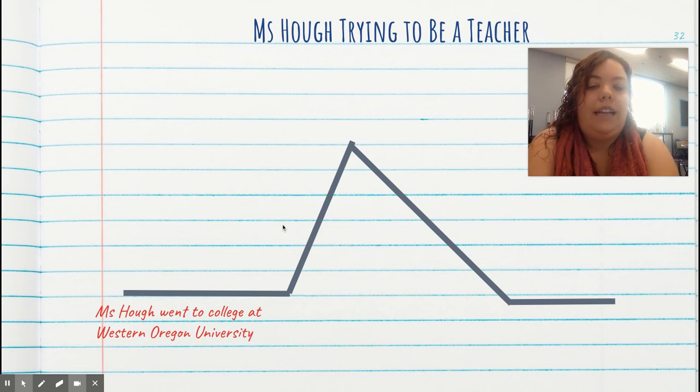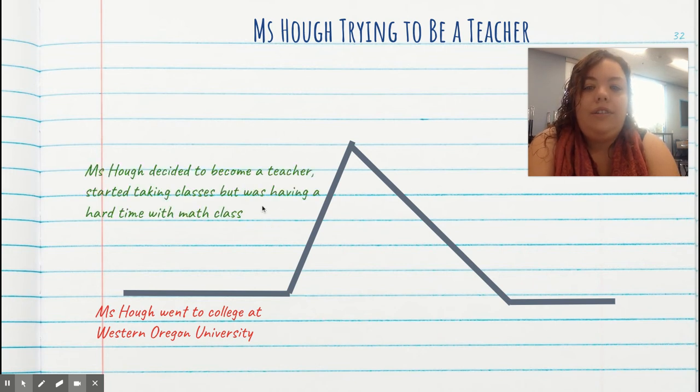And then my rising action is starting to introduce what I want. So what I want, Ms. Hough decided to become a teacher. There's my rising action. And I started taking classes. And then right here, I started introducing the problem. But I was having a hard time with my math class.